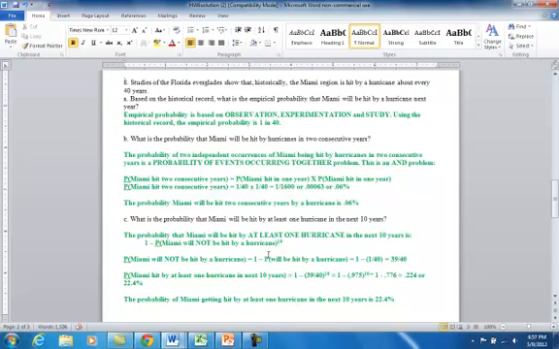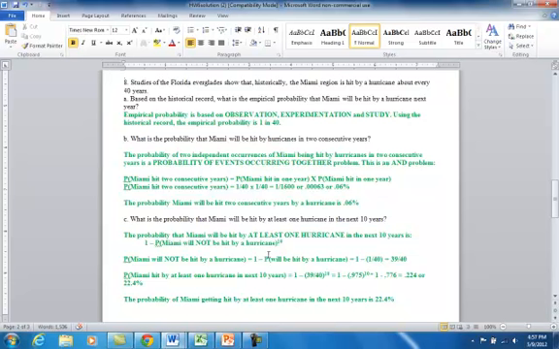What's the probability Miami will be hit by at least one hurricane in the next 10 years? Okay, so there's a formula. When you try to make sense of it from a logic point of view, I can't really explain it, so you just use the formula. It equals 1 minus the probability that Miami will not be hit by a hurricane, raised to the number of years we're interested in, which is 10. So the probability that Miami will not be hit by a hurricane is 100% minus the probability that it will.